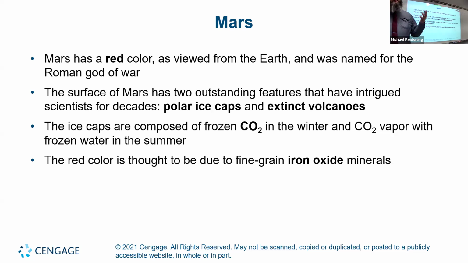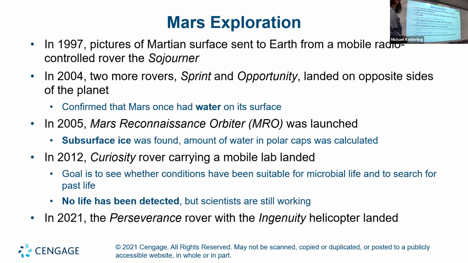The ice caps are composed of frozen carbon dioxide in the winter and carbon dioxide vapor with frozen water in the summer. So there's frozen water at those ice caps always, and then there's also a layer of frozen carbon dioxide that builds up. And the surface of Mars is red due to iron oxide, fine grain iron oxide minerals. So the minerals had iron in them and oxidized to form iron oxides. So that's why they're covered in this red dust.